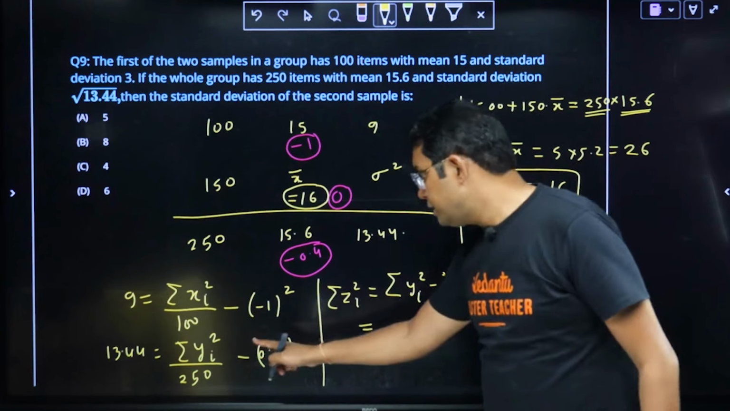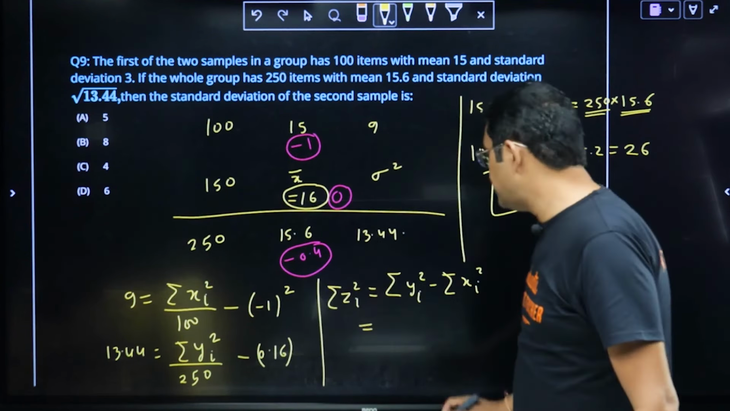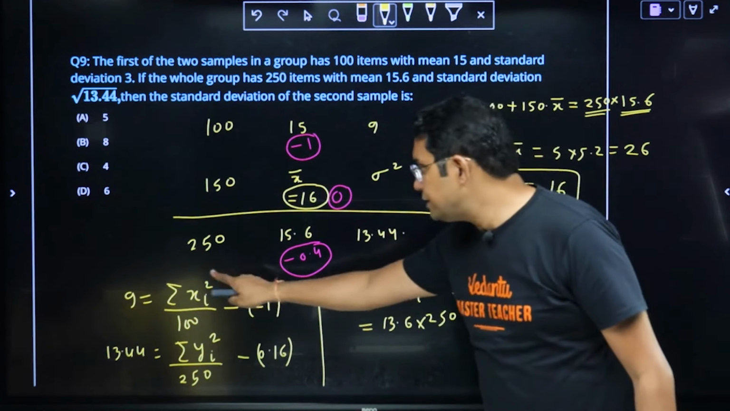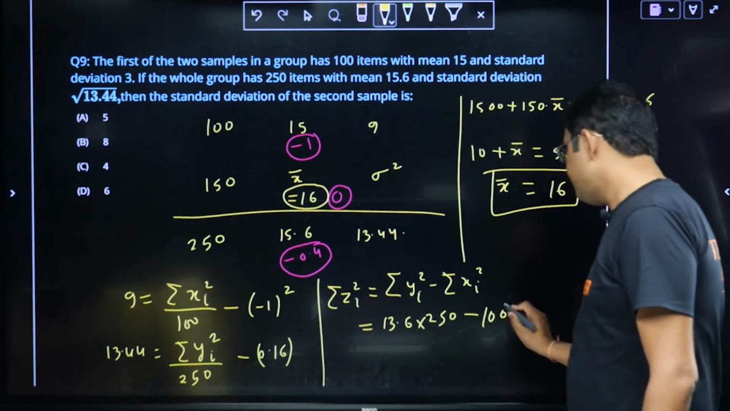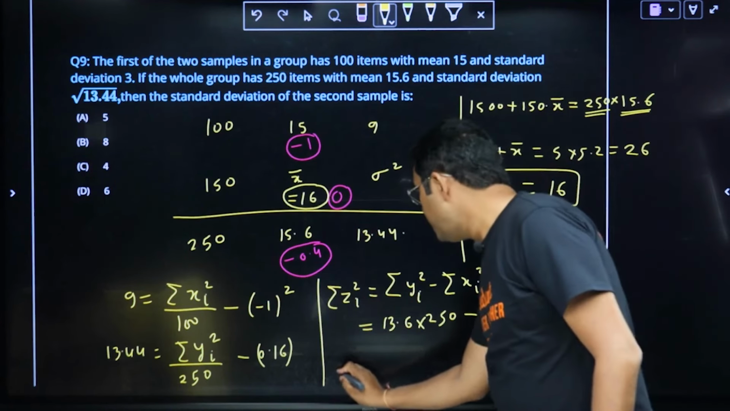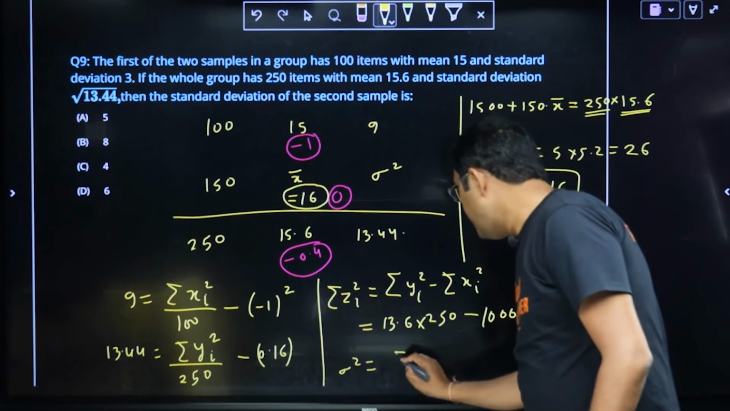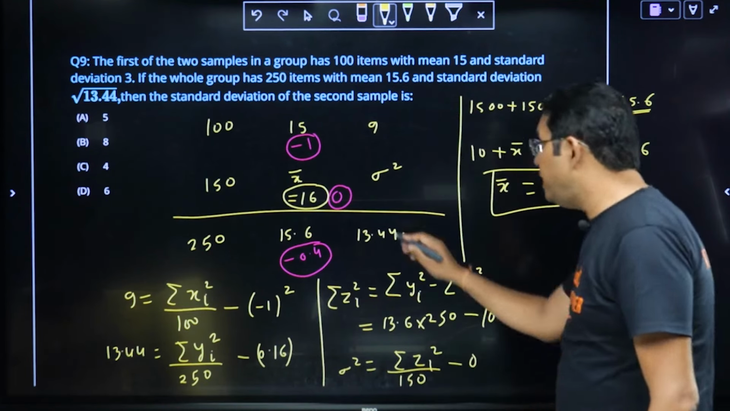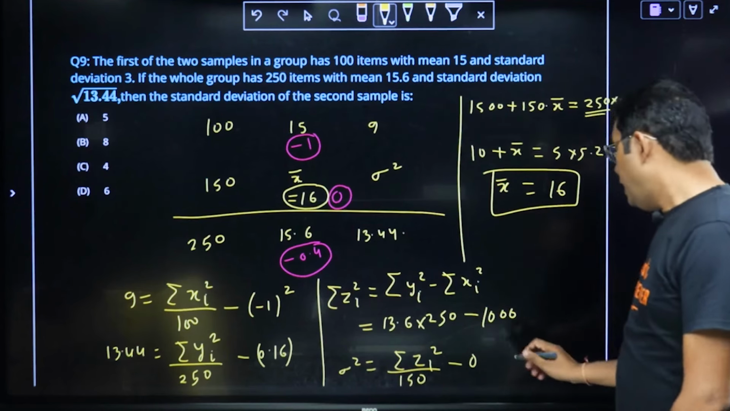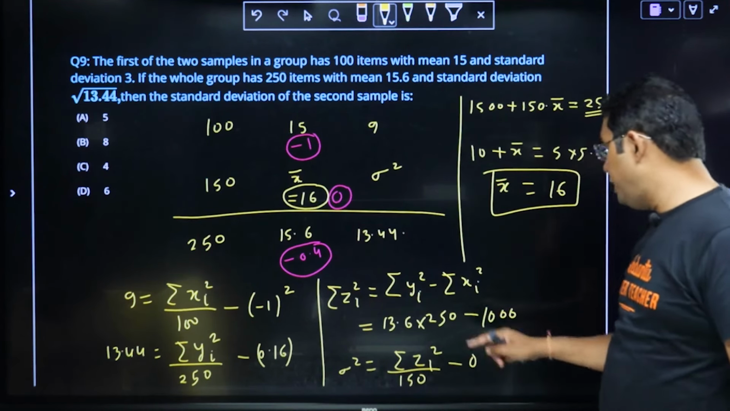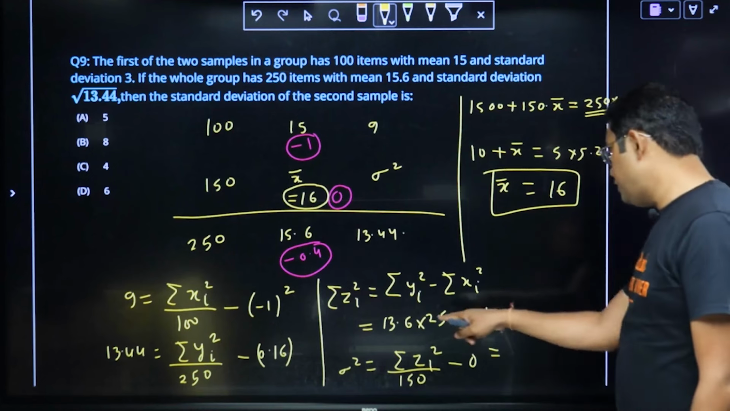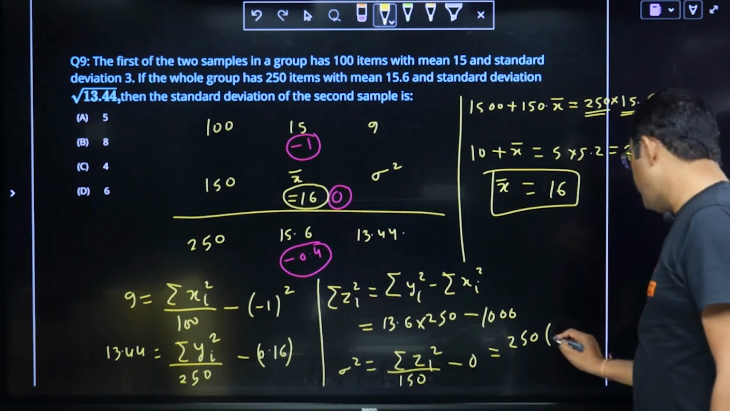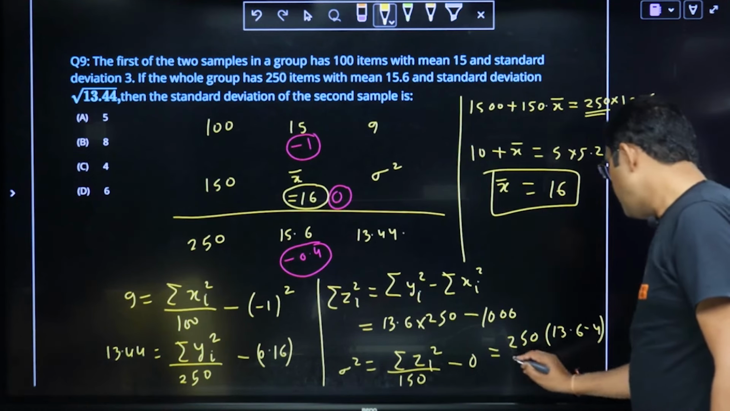Now you can see this 0.16 will go to that side, so it is 13.6 into 250 minus, this is just 10 into that 100, so 1000. Now we are looking for the sigma square. In this case, sigma square will be equal to sigma zi square upon 150, and that's it, because the mean is 0, so I don't need to subtract it here. Maybe I should first take 250 common to make the calculation a bit easier for sigma zi square. So if I take 250 common, it will be 13.6 minus 4 divided by 150.